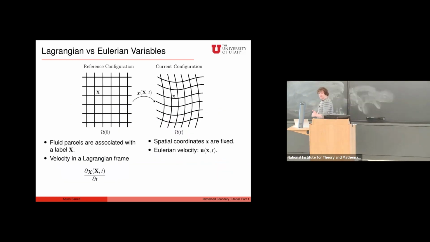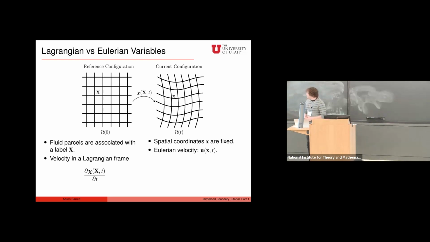If we want to talk about immersed boundary, we're going to start at the very beginning. We need to understand the difference between Lagrangian and Eulerian variables. In a Lagrangian frame, or a reference configuration, we label fluid parcels with some label, call that capital X, and we keep track of how that fluid parcel moves. We do that with our mapping chi. This chi mapping tells us the current location of a fluid parcel. If we want to know the velocity in a Lagrangian frame, we can just take the time derivative of that mapping, d chi dt.